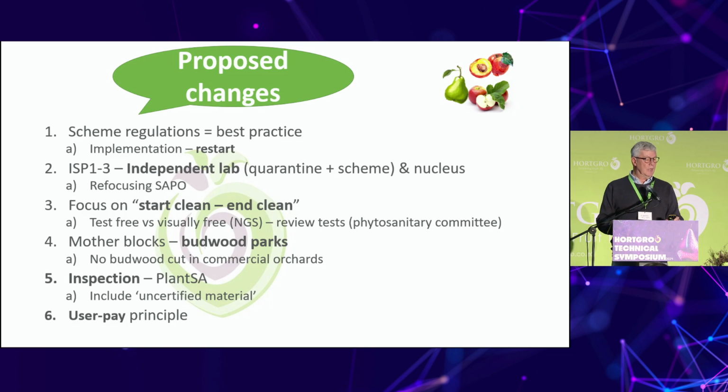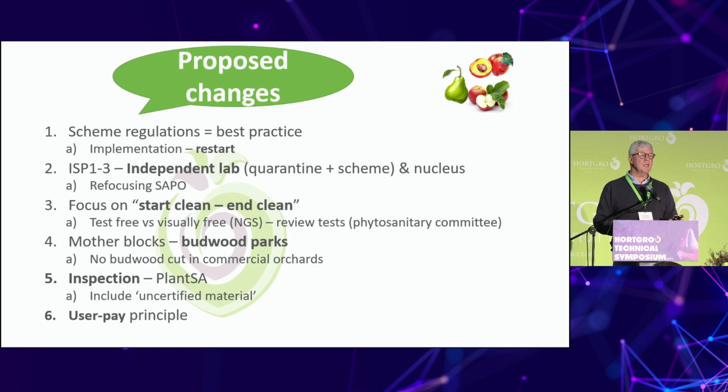So in terms of the scheme, we believe that we have to press the restart button. Gerard is going to show you some results of a trial that we did where one realizes that there's a lot of infected material in the industry. So we believe that that's where we need to start. We need an independent lab and nucleus facility. We would like to combine the quarantine and scheme and run a parallel service so that we can hopefully increase the efficiencies of that process, but that is a longer process. So there is a refocusing process within SAPO to help address that aspect. And a focus on start clean, end clean.